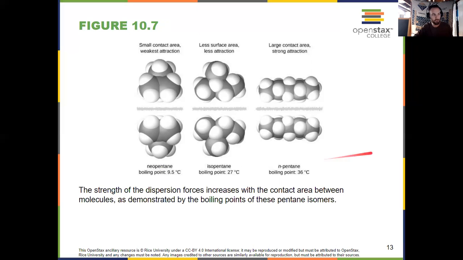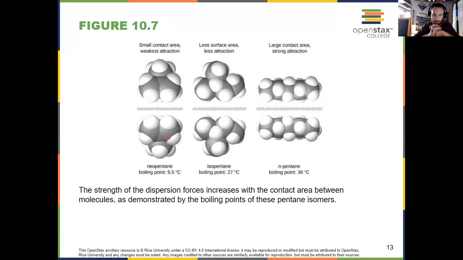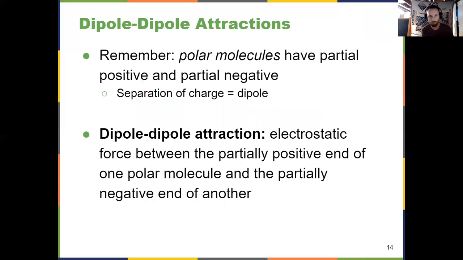If it's in a straight line like that, those dipoles can get really close to one another because it's like just stacking 2 straight lines on top of one another. Whereas here, it's more like a circle, and if you try to put 2 circles on one another, they don't overlap to the same degree. And so increasing branching decreases intermolecular forces and thus decreases the boiling point. So that's intermolecular force number 1, London dispersion forces. What's number 2? Dipole-dipole attractions.